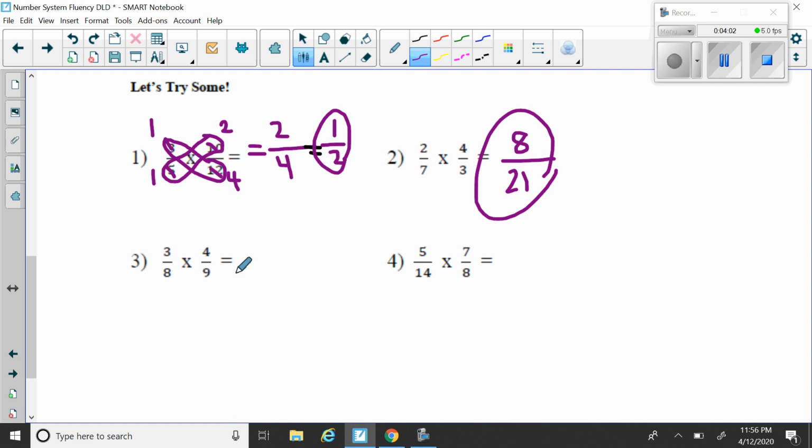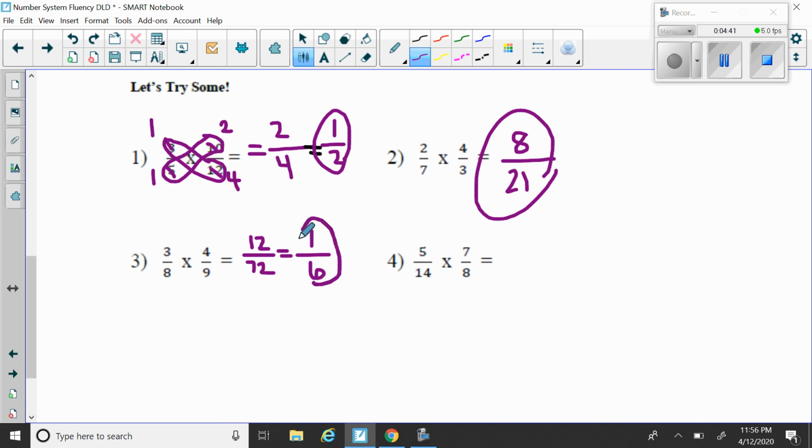We're going to do this one the same way, just multiply straight across. 3 times 4 is 12. And 9 times 8 is 72. Now we have to ask ourselves, does a number go into both of them? We know the answer is yes because they're both even numbers, but we want to try to get the biggest number that goes into both. So first of all, does 12 go into 72? The answer is yes. 12 goes into 12 one time, and 12 goes into 72 six times. 6 times 12 is 72.